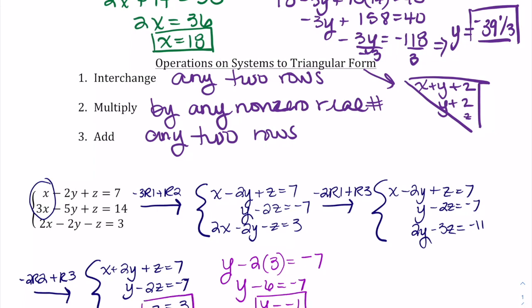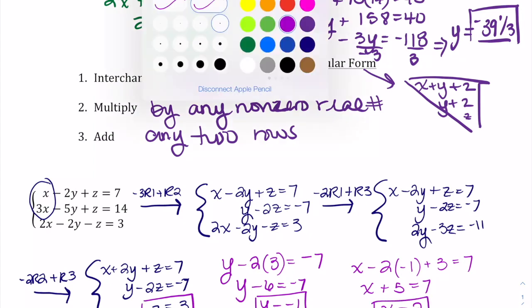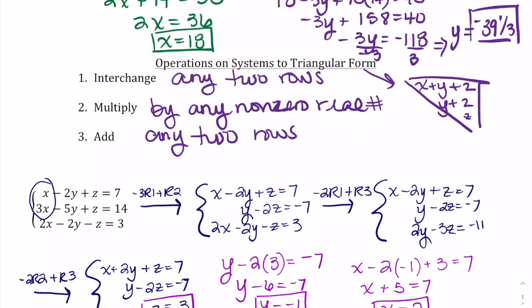We can use the original equation, so I'm going to go back to row 1, so x minus 2 plug in -1 for y, plug in 3 for z, equals 7. So 2 and 3 would be 5, subtract 5, x is equal to 2. So the final solution as an ordered triple is 2, -1, 3.